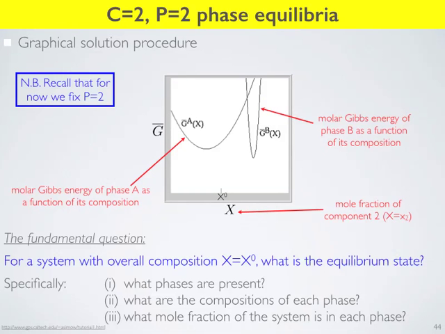The question we're really trying to ask is, for a system with overall composition X naught, imagine your overall composition is right here, we would like to answer three questions. What phases are present? Are we going to have phase A and phase B, or just phase A, or just phase B? What are the compositions of the two phases? That is, what is the mixture of component 1 and 2 in each of the phases? And what are the mole fractions of the system in each phase? If we can answer these three questions, we're done. We've made a phase equilibrium prediction for our system that we can then use for design or testing against experiments, etc. So let's answer each one of these questions in turn.